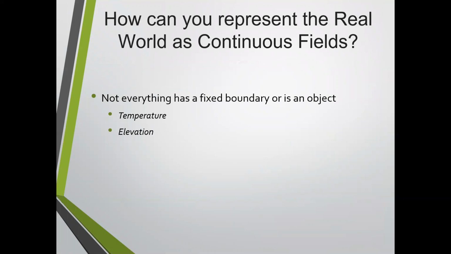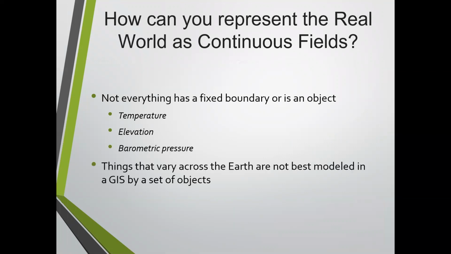Same thing with elevation. We understand that implicitly. Barometric pressure. So these are examples of things that don't have a fixed boundary or a fixed object point. These things will vary across the earth, and these are best modeled in GIS not as vector type data, but as a different type of thing. We can think of them as a surface made up of a near infinite number of points, but we don't actually use points. We do it a little bit different, as you'll see here.